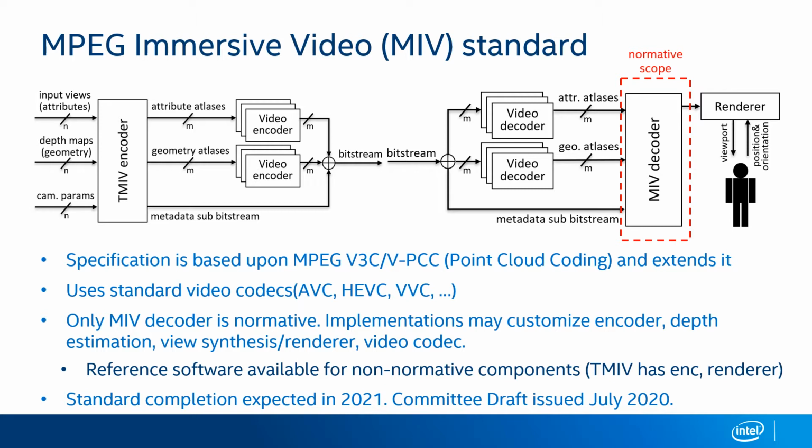Now, the MPEG-I group still has software to do these steps because it is necessary. We need to study them, and you can't design the standard without having a full working chain. The TMIV has the encoder and the renderer; depth estimation is done separately. The standard is expected to be completed in 2021. The committee draft was issued just a few months ago in July.